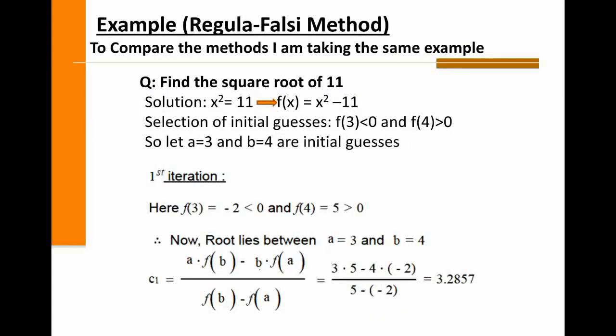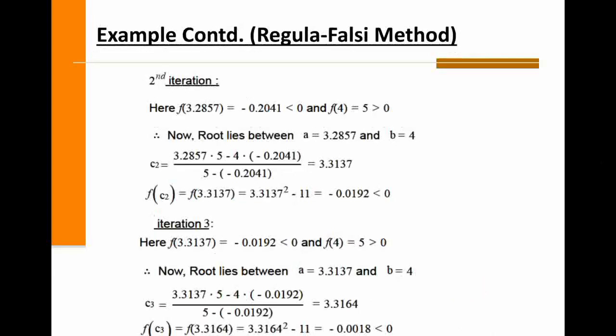Now with the same example I am going to proceed with the regula falsi method. I am going to solve it with this method. So again, I have taken the same initial guesses so that you can see the difference between them. Same initial guesses, A is 3 and B is 4. So in the first iteration, the value of C1 is 3.2857, right? At 3.2857 the value of the function is negative.